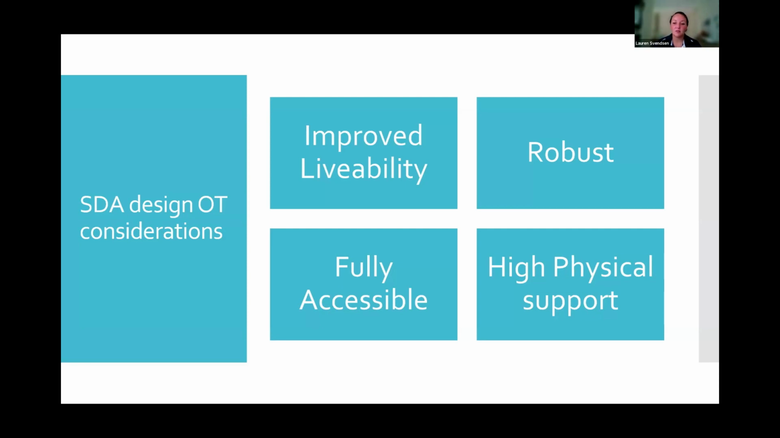And then lastly, the high physical support. It's designed to meet the complex needs of individuals, featuring specialized infrastructure such as ceiling hoists, adjustable countertops, and accessible bathrooms. But we need to consider as OTs that while providing essential features for residents with complex needs, it might have limited flexibility for residents with varying levels of independence, or where the independence changes from day to day with some of the complex needs. So we need to balance the provision of necessary support with opportunities for residents to engage in activities of daily living autonomously.